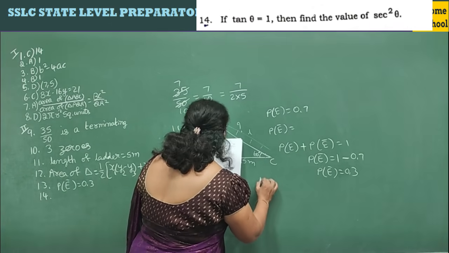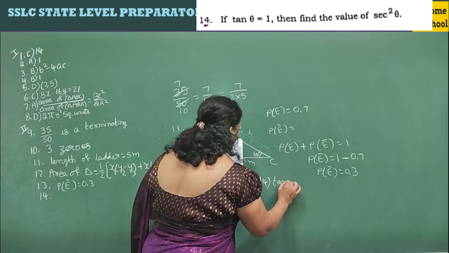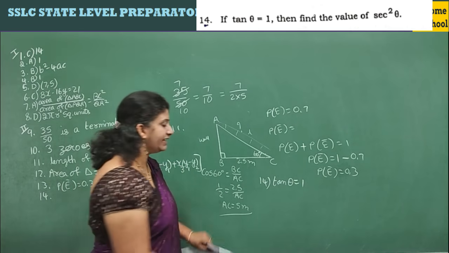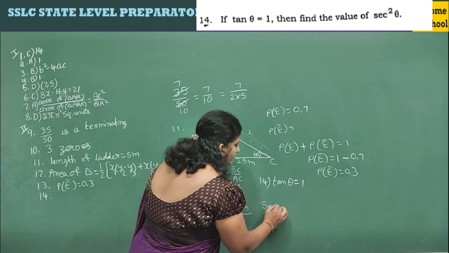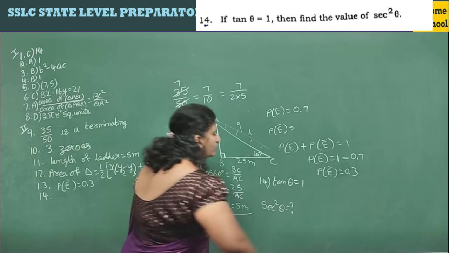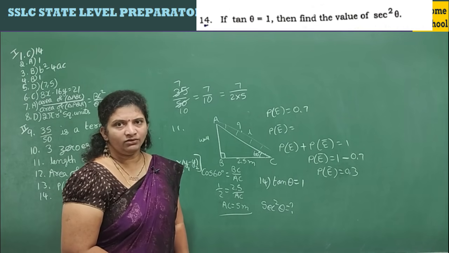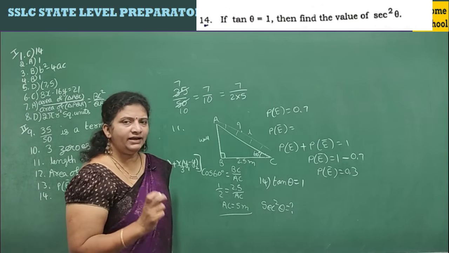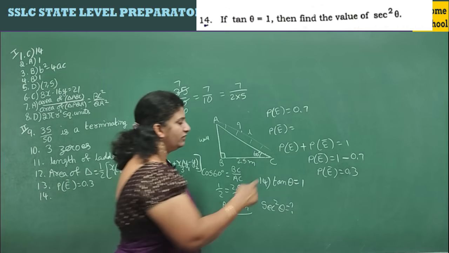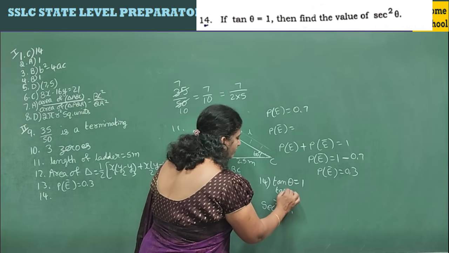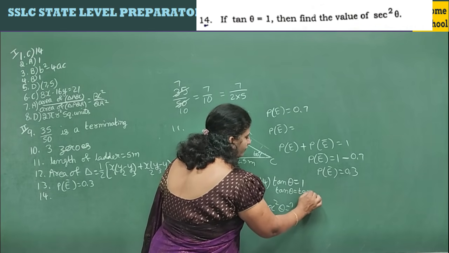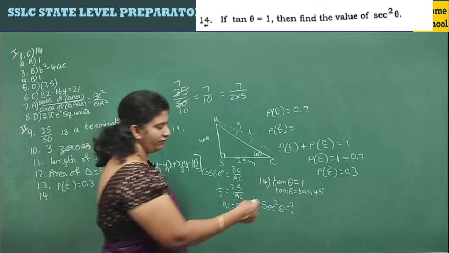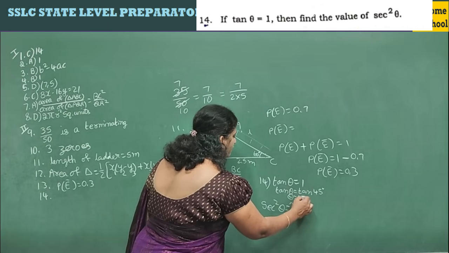14th one. If tan theta is equal to 1, then find the value of secant square theta. By the way, what is the theta value? Observe here, tan theta is equal to 1. In the tan ratio table, where do you get 1? We get tan 45 value is 1. So directly you can say theta value is 45 degree.